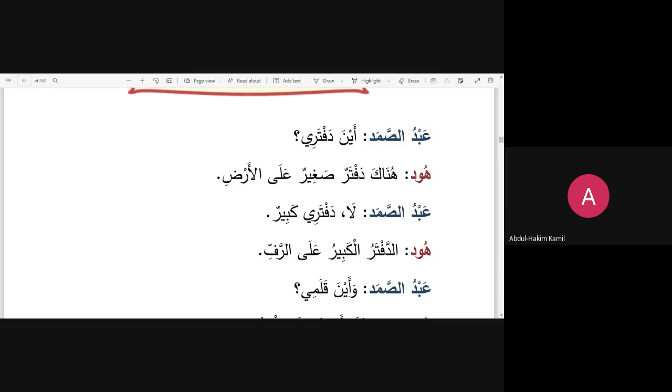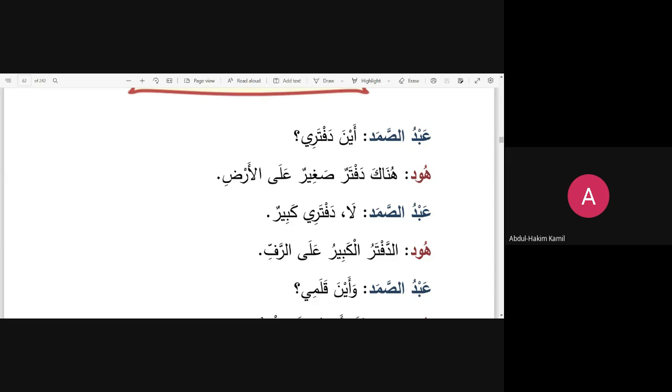Ad-daftar al-kabir ala raf. What does that mean, brothers and sisters online? Ad-daftar al-sagir ala raf. Ad-daftar al-kabir ala raf. What does that mean? The big notebook is on the shelf. That's where we at, right? Yeah, on the shelf.